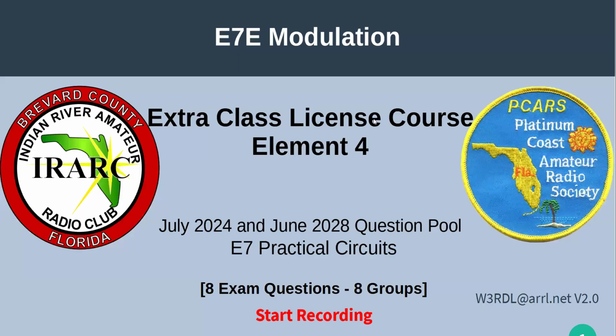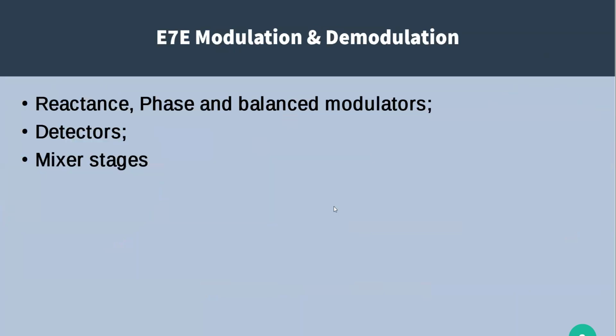Now we're going to finish up the rest of practical circuits. I think there's 3 or 4 of those. So we're going to talk about reactance modulators and balanced modulators. The circuits are used for detection of AM and FM and mixers.